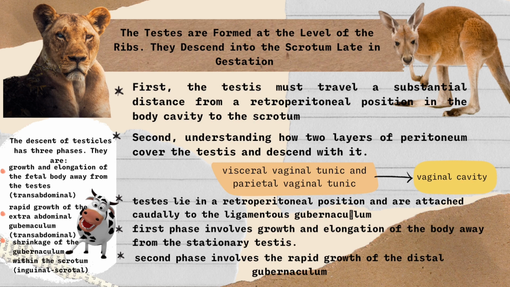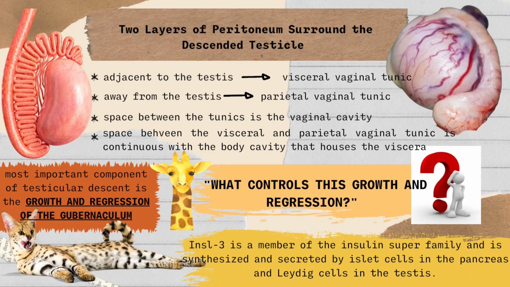The first phase involves growth and elongation of the body away from the stationary testes. The second phase involves the rapid growth of the distal gubernaculum. The distal portion of the gubernaculum is the portion that has passed through the inguinal ring, see figure 4-8, and forms an outgrowth in the future scrotum. Two layers of peritoneum surround the descended testicle.